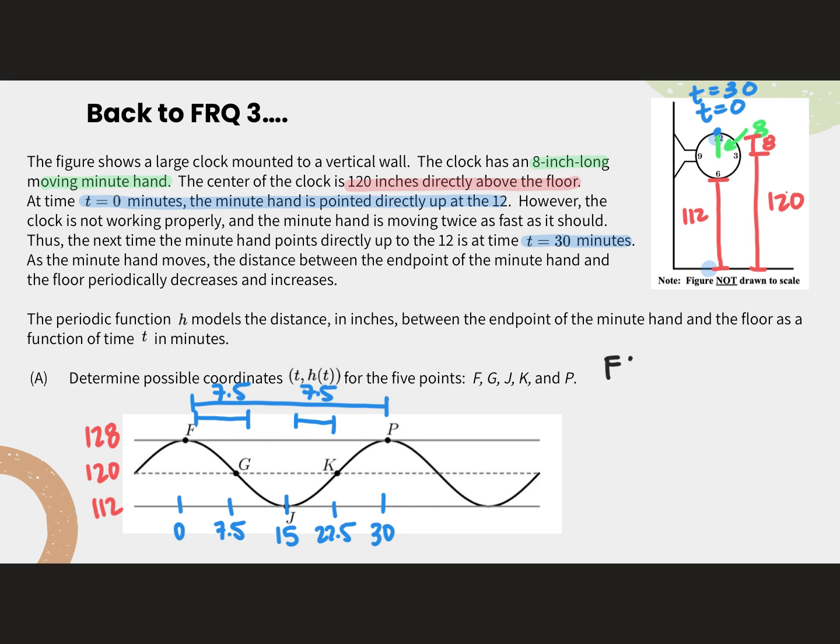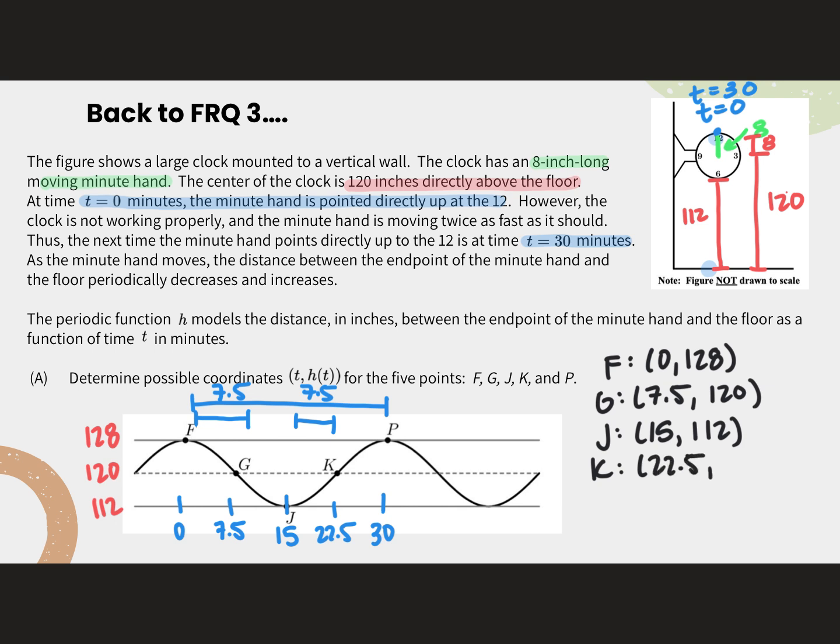So starting with F, the coordinates would be (0, 128). G would be (7.5, 120). J at the minimum, halfway, would be (15, 112). Back up to K, (22.5, 120), and ending our period with P, (30, 128).